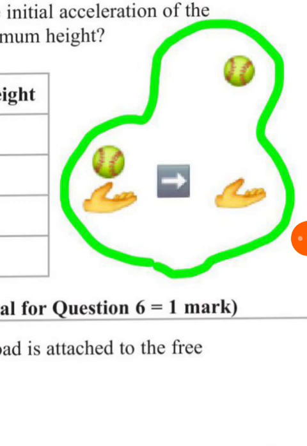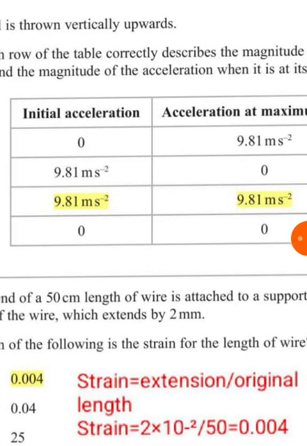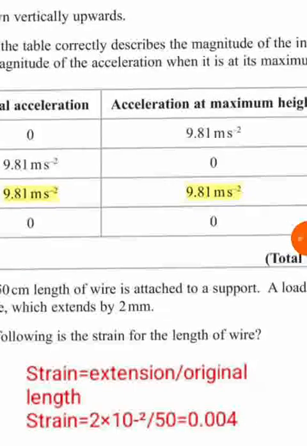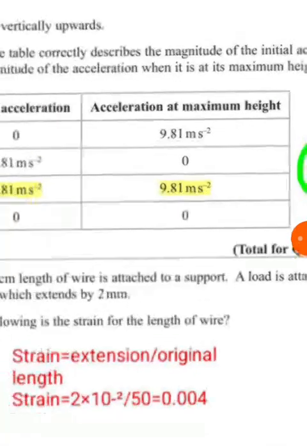So when someone is throwing, if we take our hand and the ball like in this diagram, we are holding it from the ground. Therefore gravitational field strength acts on the ball, and obviously when the ball is thrown upwards, gravitational field strength acts again. Therefore the answer is C, because the initial acceleration is also 9.81 m s^-2. That means the gravitational field is acting on it. And the acceleration at maximum height is also 9.81 m s^-2. Okay, so I hope you understand.